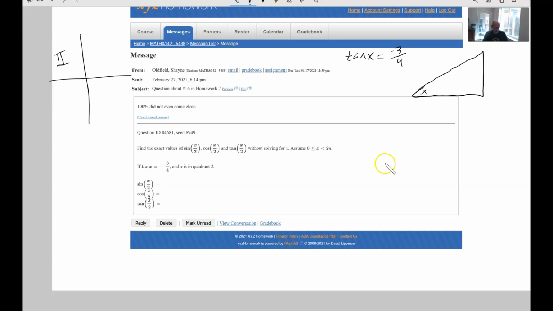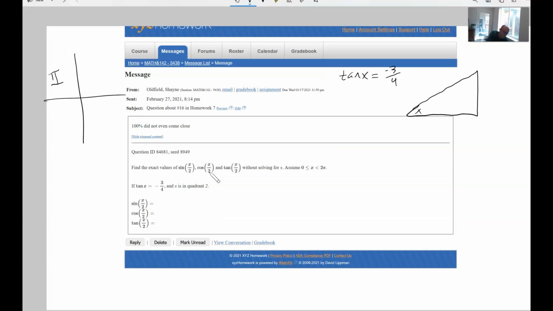Okay, so I'm going to work through problem 16 in homework 7. You're given that tangent is negative 3/4, and you're told that it's in the second quadrant. That's what this says right here. So I'll put a little second quadrant up here.